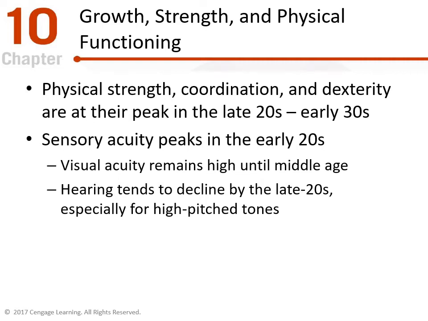So remember, peak is late 20s, early 30s. Think of endurance cyclists, think of the Tour de France. They're at their peak. And in their late 30s, they begin to decline, not only in physical strength, coordination, and dexterity, but also in visual acuity. So think of that menu where you need those glasses to see up close. And then their hearing starts to go down, especially for those high-pitched sounds.